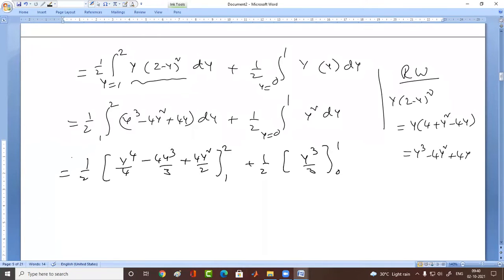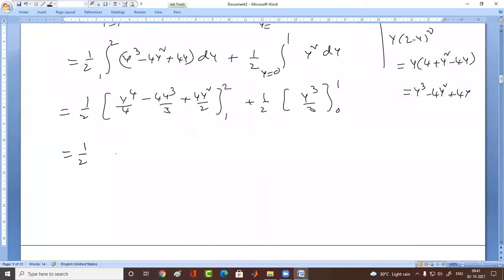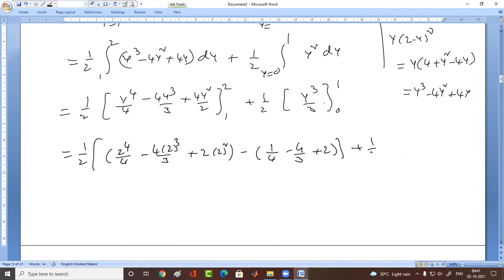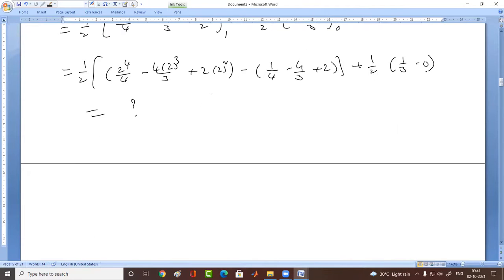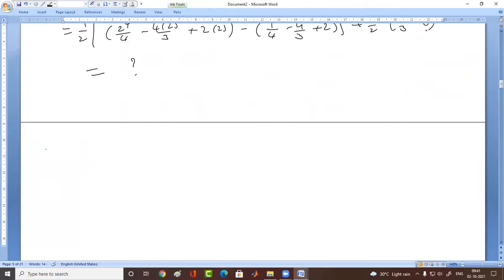Now substitute the limits. First, upper limit 2 power 4 by 4 minus 4 into 2 cube by 3 plus 2 into 2 square. Now lower limit, put y equals 1: 1 by 4 minus 4 by 3 plus 2. Here for the second term, 1 by 3 minus 0. Okay. Now simplify it, you will get the required solution. But it is very easy, don't worry. Okay, I will explain one more question, then I will close this method.